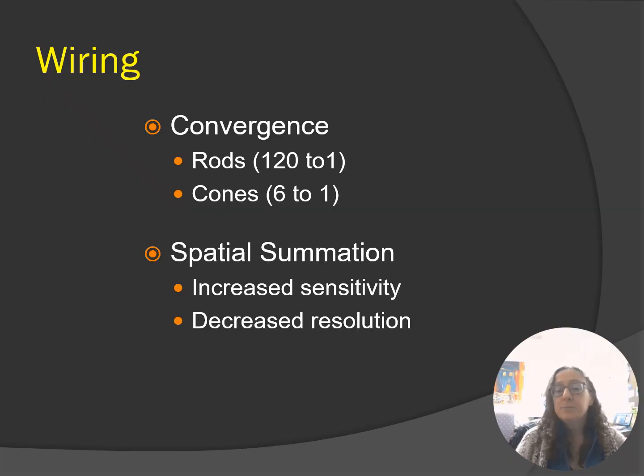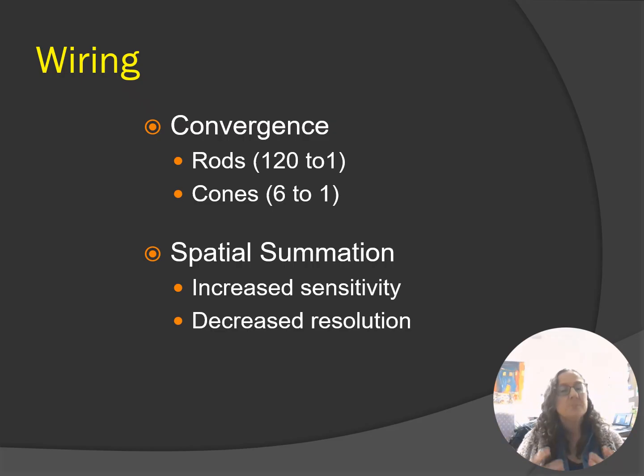If we get out into the periphery, we have this convergence. And for the rods, that convergence is about 120-to-1. There are about 120 million rods per eye and about 1 million retinal ganglion cells. So the convergence is about 120-to-1. For the cones, there are 6 million cones per eye and about 1 million retinal ganglion cells. So that convergence out in the periphery is more like 6-to-1.